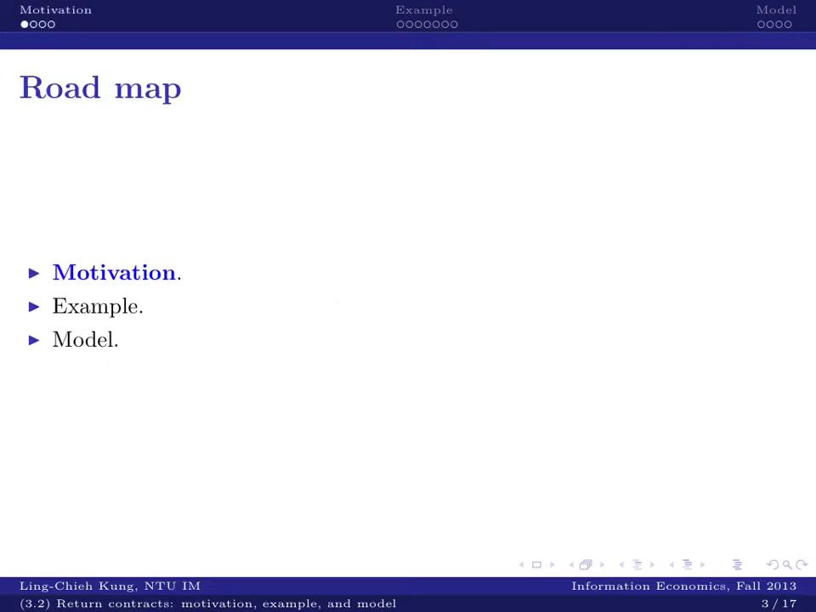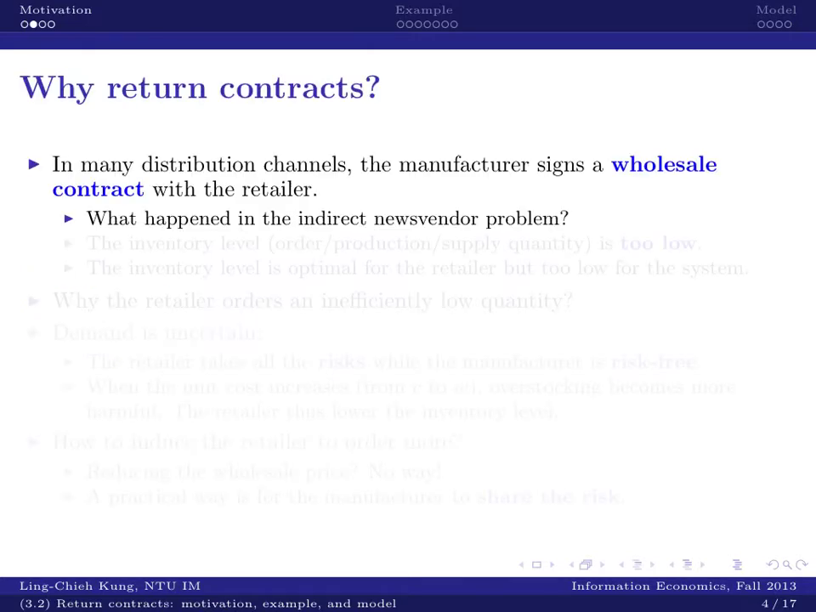Okay, so we will start with the motivation. Why do we want to study that? And then I'll give you an example that you cannot find in the paper, and that example can help you to get some idea about the problem. And finally, we will introduce the model and then finish this lecture.